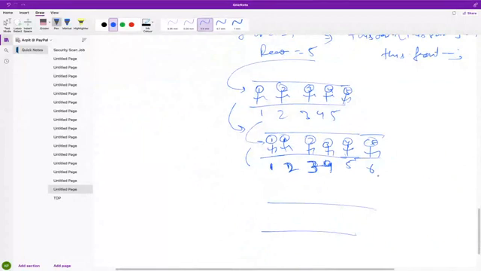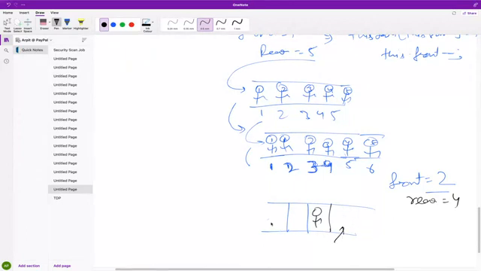But if your front is 2, it means there are 2 already empty spots available. And if our front is 2 and our rear is 4, it means there is already one person standing. Yeah, 0, 1, 2, 3. If rear is 4, it means it will be here, the 4th position. 0, 1, 2, 3, 4. Rear would be here. So now you can see there are 2 positions already available.